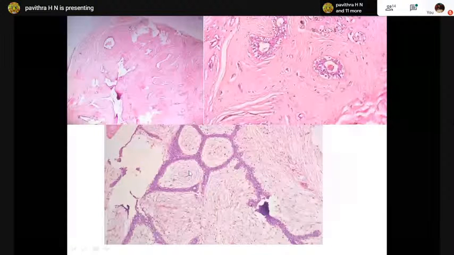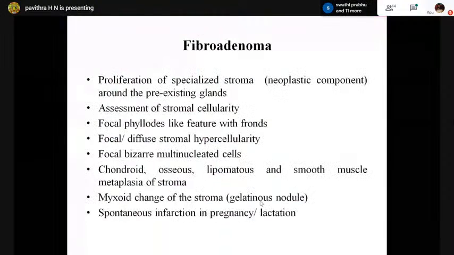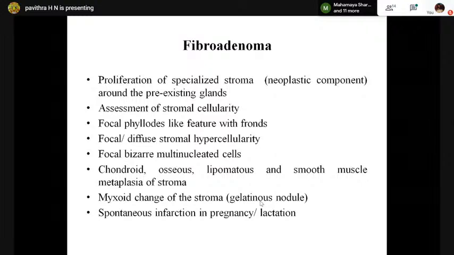So in fibroadenoma, what happens is proliferation of the specialized stroma, that is the neoplastic component around the pre-existing glands. There are a few things we'll have to assess in the fibroadenoma to differentiate that from the phyllodes. One of them is the stromal cellularity. And focally, we can also find phyllodes-like features.